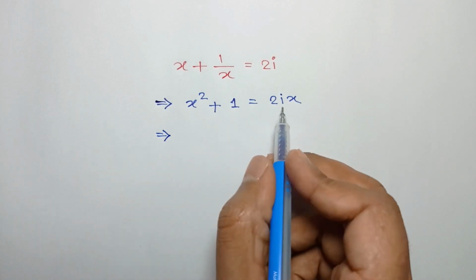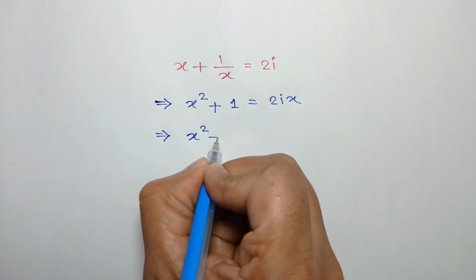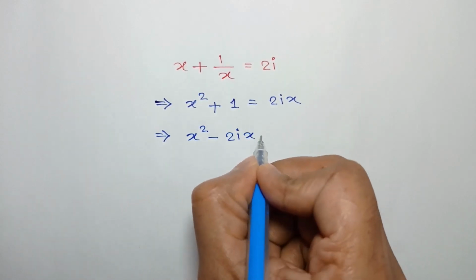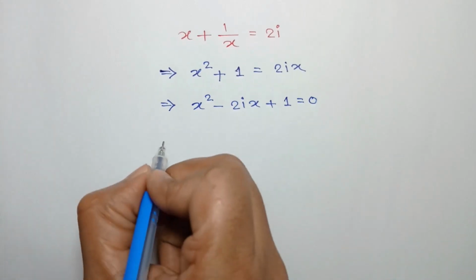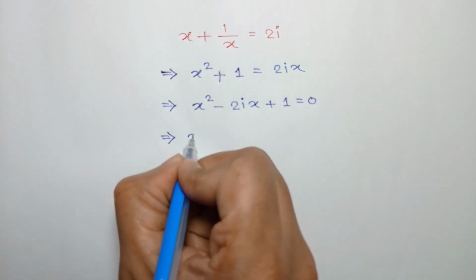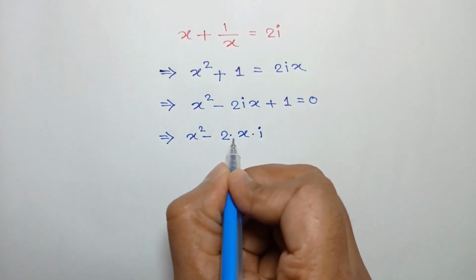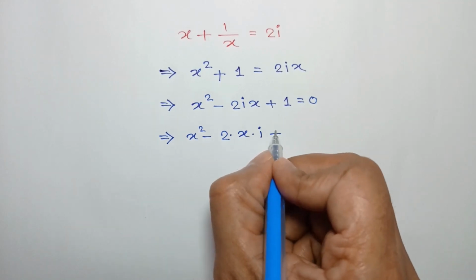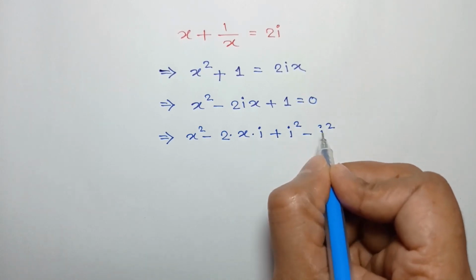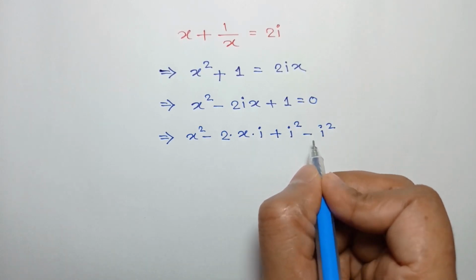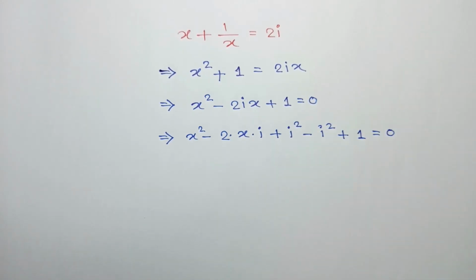Taking this right side to the left, we can write x square minus twice ix plus 1 is equal to 0. Or x square minus 2 times x times i, this is twice ix, plus writing i square minus i square, this i square and negative i square will cancel out, plus this 1 is equal to 0.